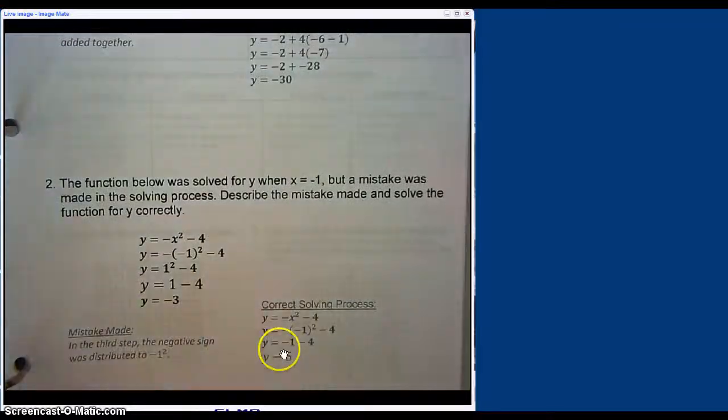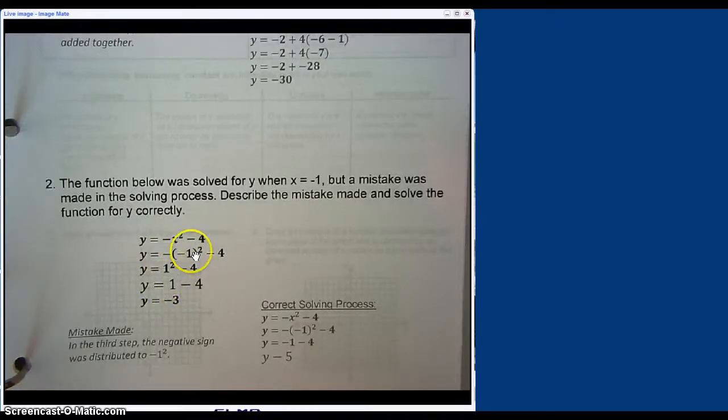Did anybody actually get -5? Y is equal to -5. That's what it was supposed to be. In the third step, the negative sign was distributed to the -1. So essentially what happens is this square becomes -1 squared becomes +1, but that makes it a -1, so it should actually be -1 minus 4.